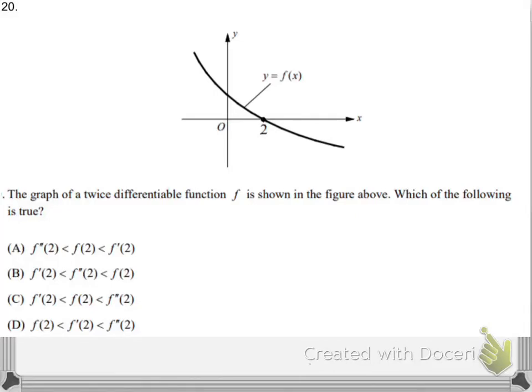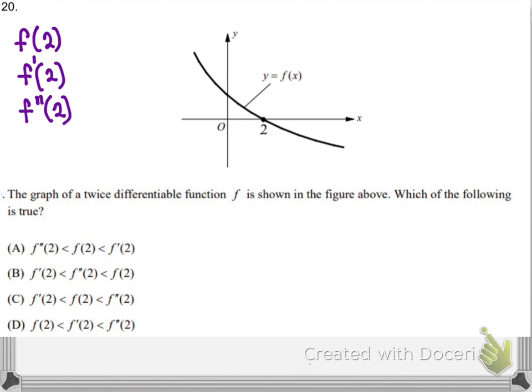Okay, I'm down to my last video for tonight. For number 20, I am given a twice differentiable function f. So this is the original function, but I can tell what's going on with my f prime and my f double prime from here. They wanted us to find the values, if not the values, the signs of f of 2, f prime of 2, and f double prime of 2.